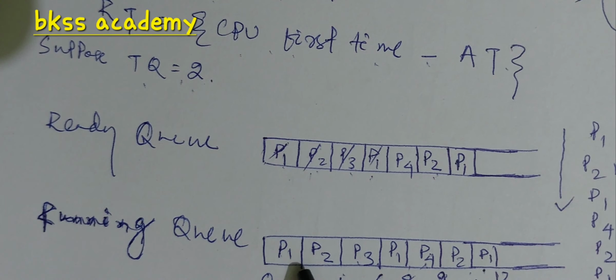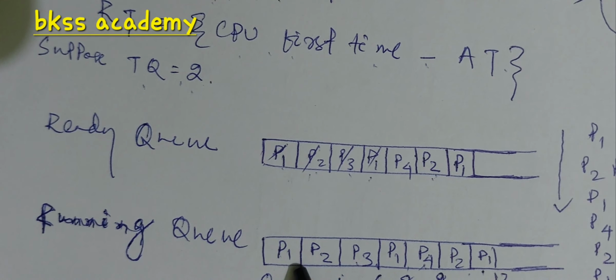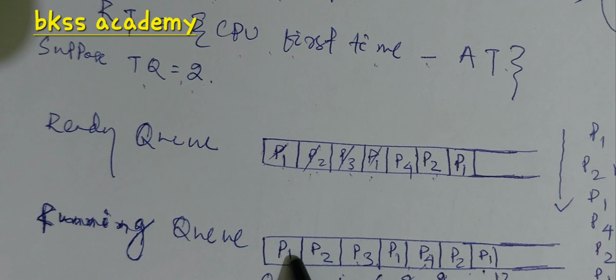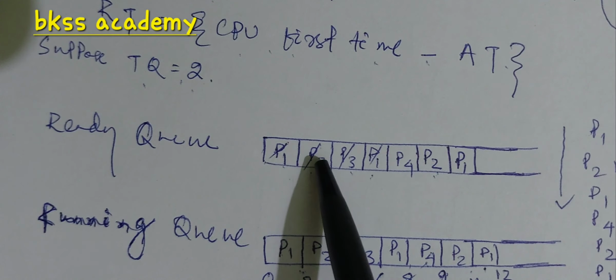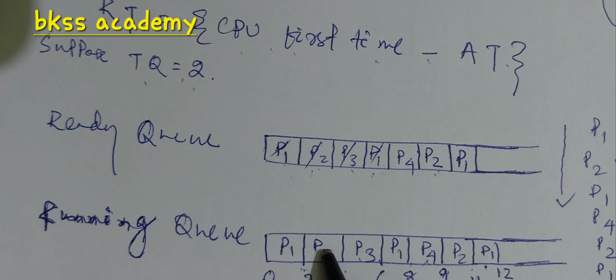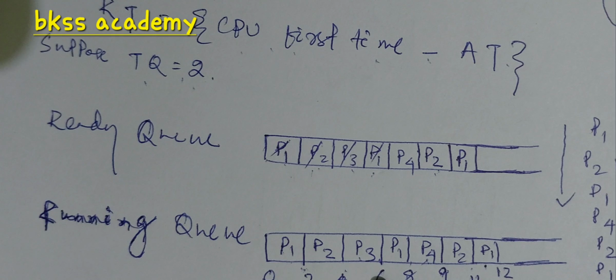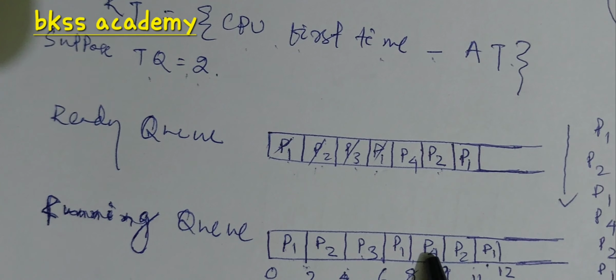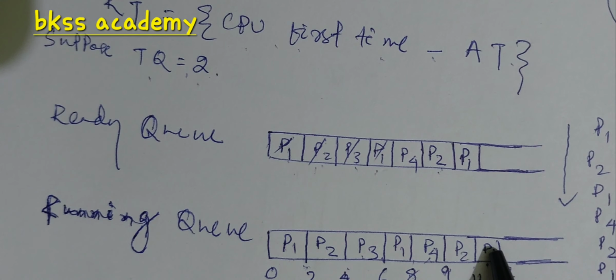So out of 5, what is the burst time of P1? 5 minus 2, the 3 will remain. So after P2 and P3, P1 will come. P2 will be processed 2 to 4, then P3 will be processed 4 to 6. In between that, P4 has also arrived, P1 is there, then P4 arrived. After that, P2 will come, then P1 will come. Similarly, this will be the time interval.